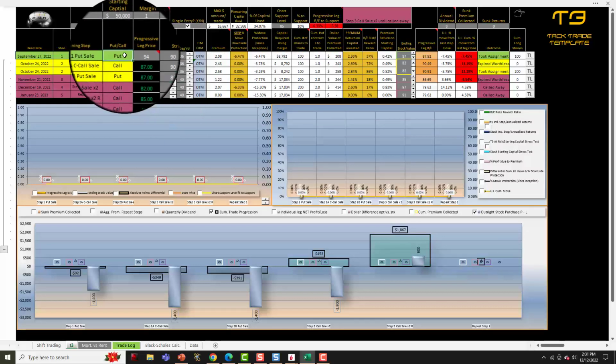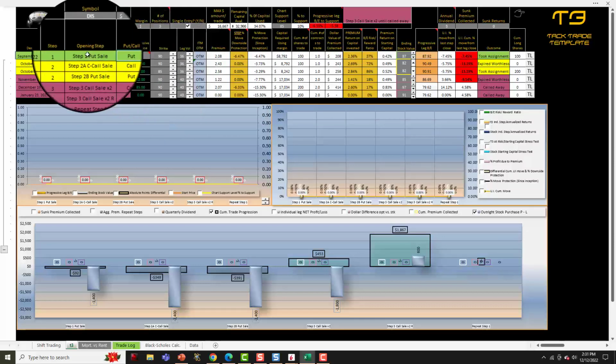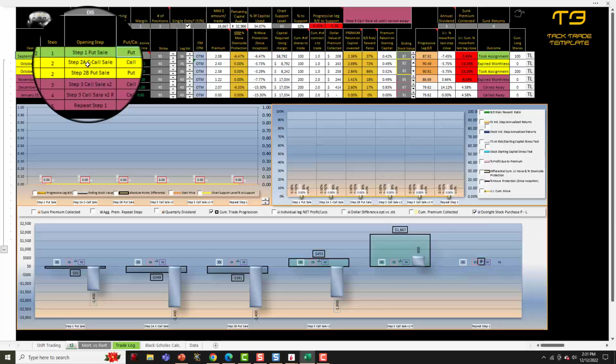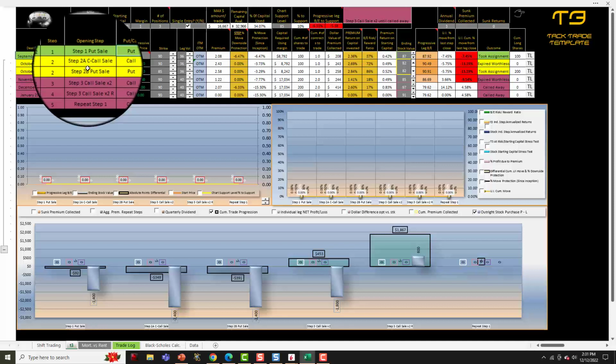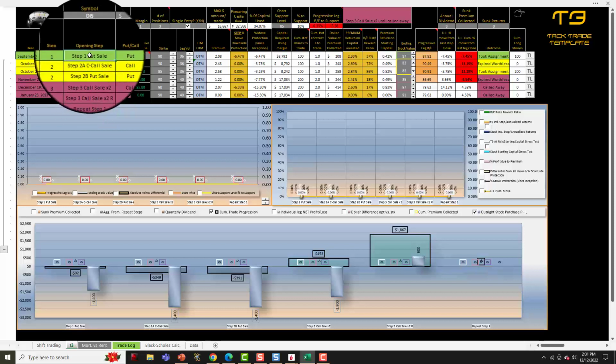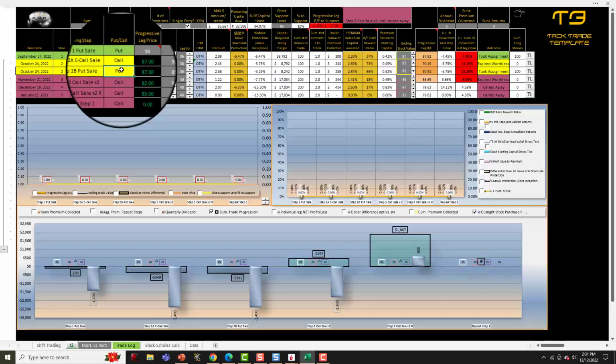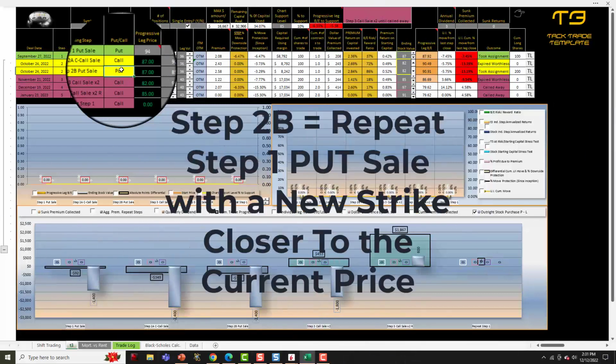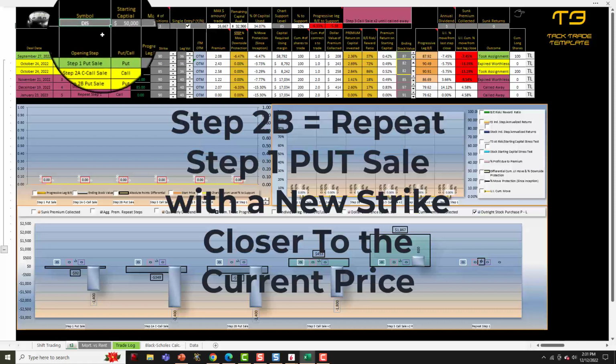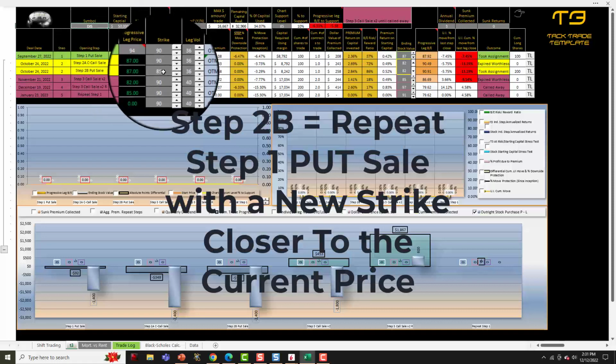Identical to the first step, step 1. We are now in step 2, which is why it's highlighted in yellow. There is a step 2A and a step 2B. It's the only step in this strategy that has a step 2A and 2B. Step 2B is we are repeating step 1, which is we are going to sell the put. We are willing to buy another 100 shares of Disney if the stock falls below whatever strike price you define.